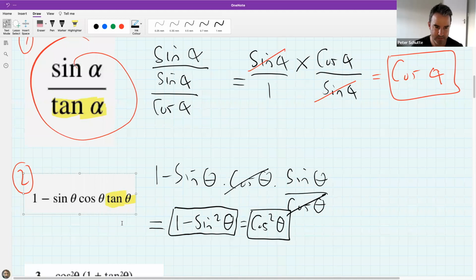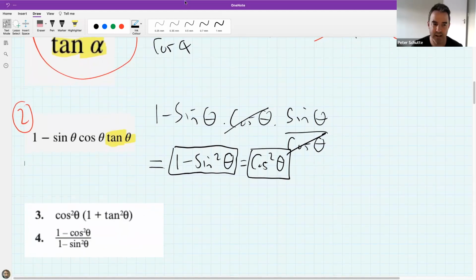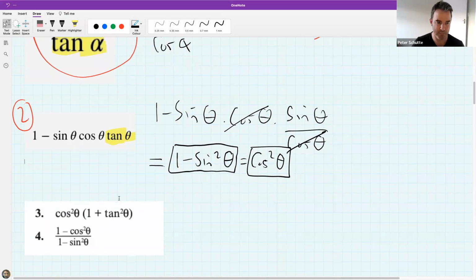All right. Let's do another one. Let's do number 3 and number 4. So here's number 3 and number 4. In both cases, the key word is to simplify. Can you simplify number 3 and 4? I'll give you some time for that.